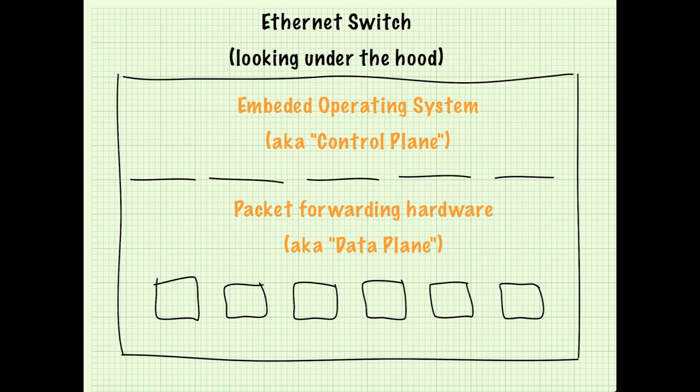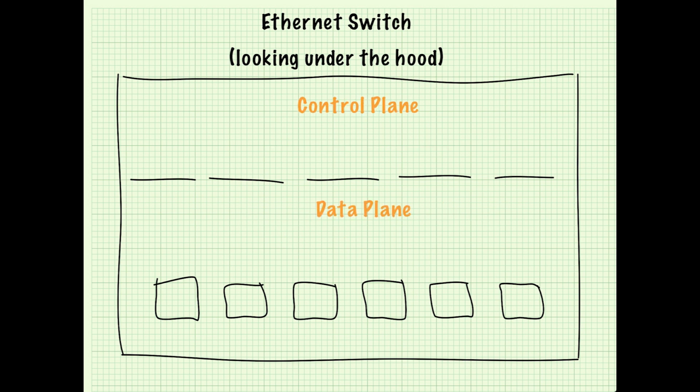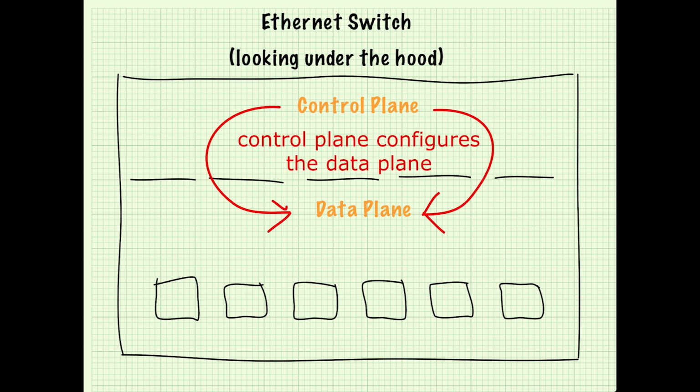So in a more simplified view, you have a control plane, which is mostly software, and you have a data plane, which is the high-speed forwarding hardware in an Ethernet switch. The role of the control plane with respect to the data plane is that the control plane actually configures the data plane. So the data plane on its own would not know how to forward packets. So the control plane essentially puts rules in special memory hardware in the data plane, and then the data plane is driven by those rules and processes packets at high speed.